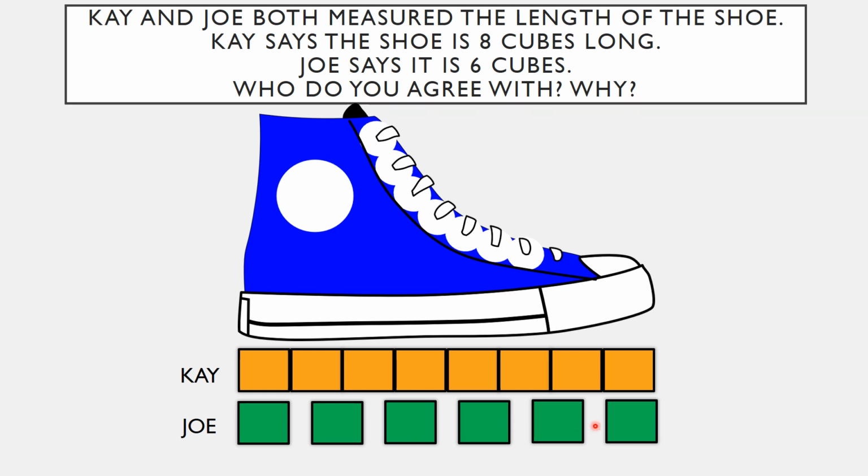If those spaces or gaps had been closed, like Kay's, then we would have been able to fit more cubes, which means that Kay is correct. The shoe is 8 cubes long. Great job. Let's take a look at another problem.